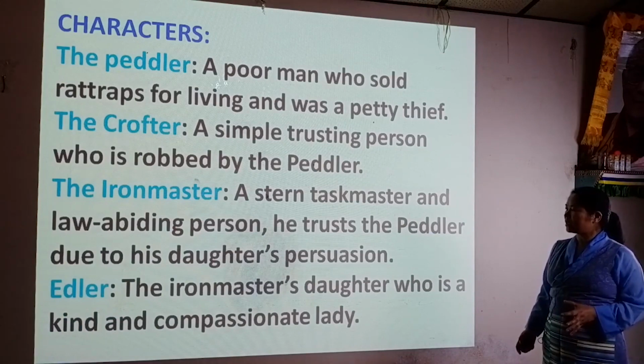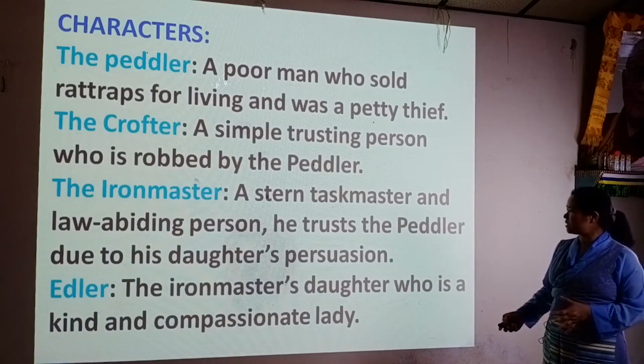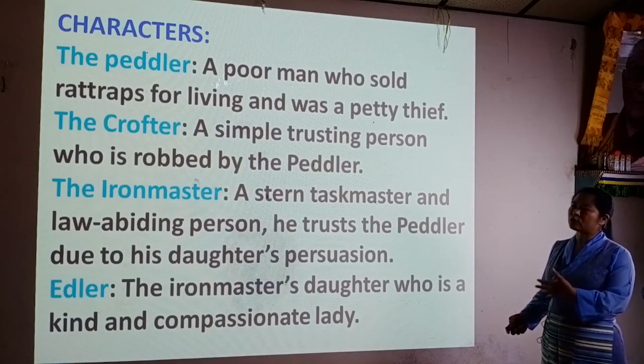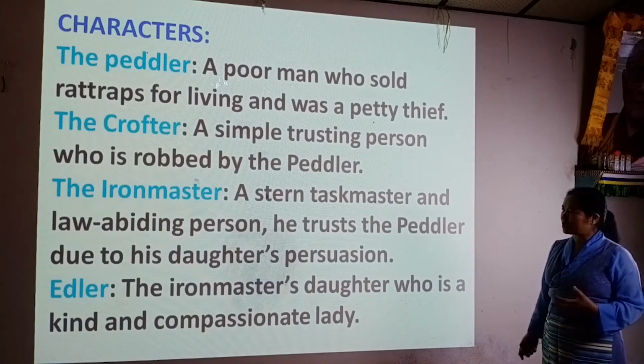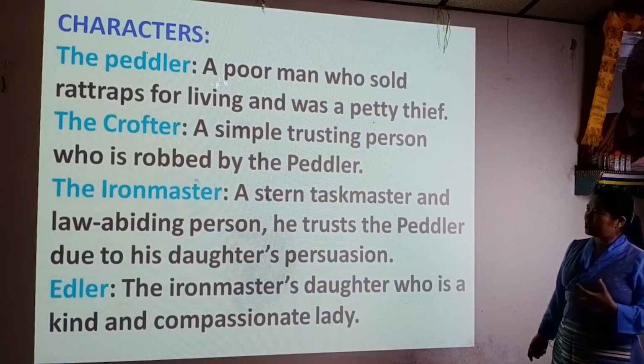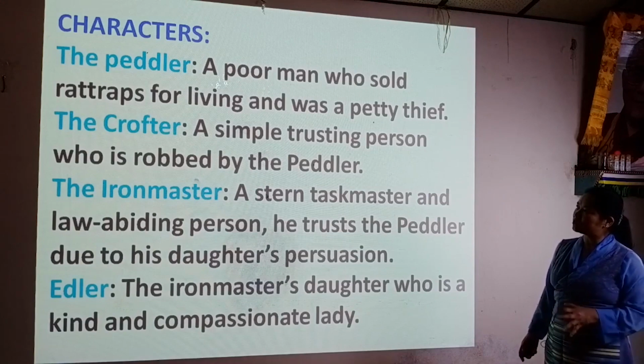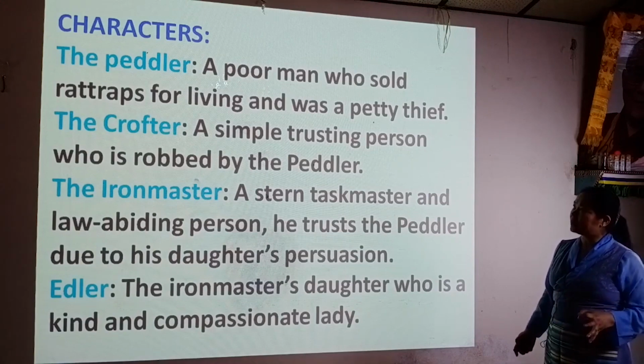So here again we need to pay attention to this phrase, kind and compassionate. Love and understanding we talked about in the pre-reading. So she is the central character as well. So we are going to read about all these people in the story.